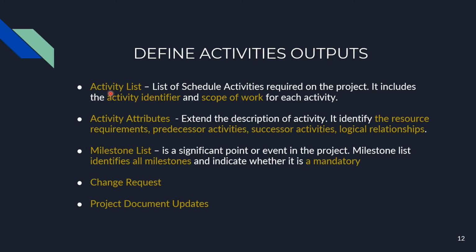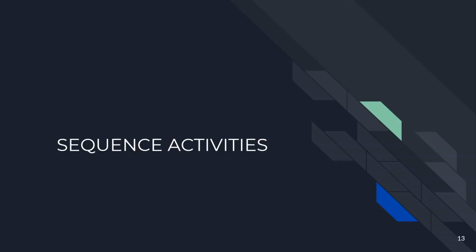Outputs of the define activities process are, first, the activity list. It lists all the schedule activities required on the project. It includes the activity identifier and the work that needs to be done in a specific activity. The second output is activity attributes. They identify resource requirements, predecessor activities, successor activities, and the logical relationships. The third output is the milestone list. It identifies all the milestones and indicates whether each is mandatory. The next outputs are change requests and project document updates.